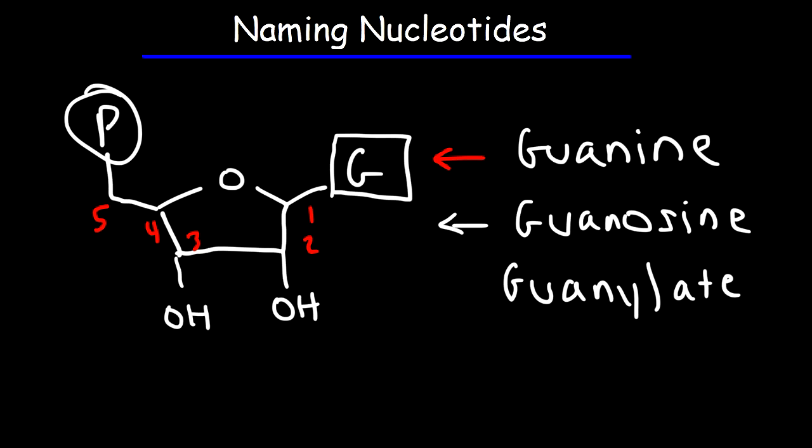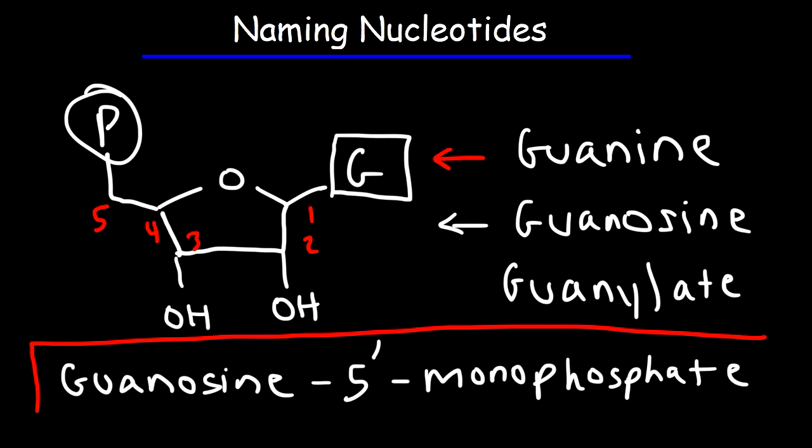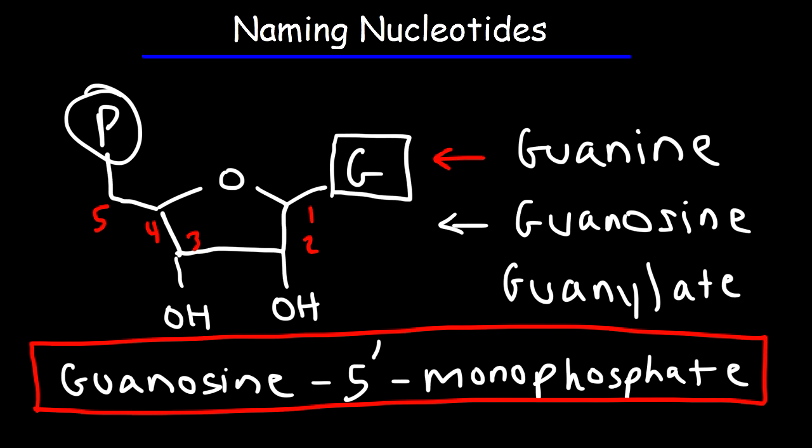Another way in which we can name this particular nucleotide is we can start with the name of the nucleoside, guanosine, and then specify the location of the phosphate. So we could say guanosine-5-monophosphate, because we have one phosphate attached to the ribose sugar. And so that's how we can name this particular nucleotide.